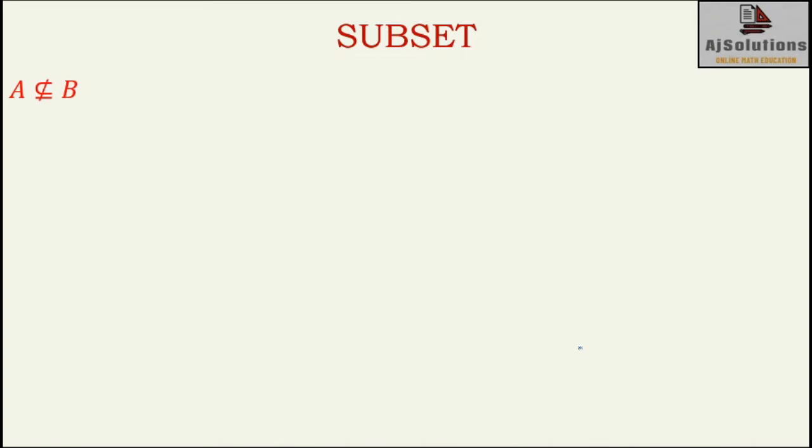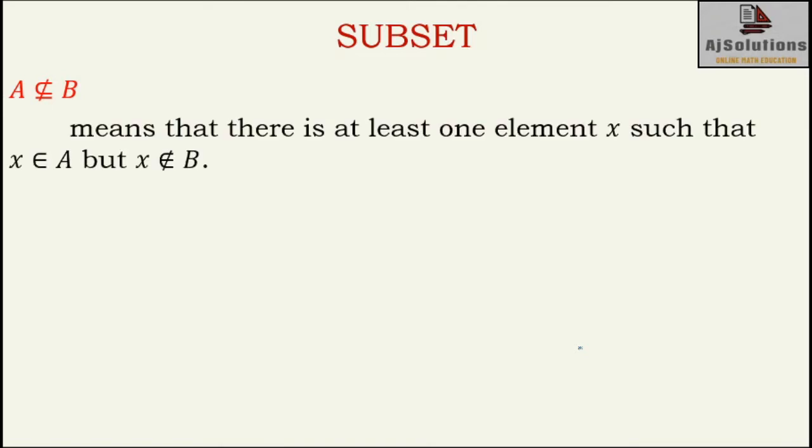Now we will talk about when we can say A is not a subset of B. So recall, when do we say A is a subset of B? If all the members of A are the members of B. So if we get at least one member of A which is not a member of B, then we can say A is not a subset of B. So when can we say A is not a subset of B? If we get at least one element in A which is not in B.